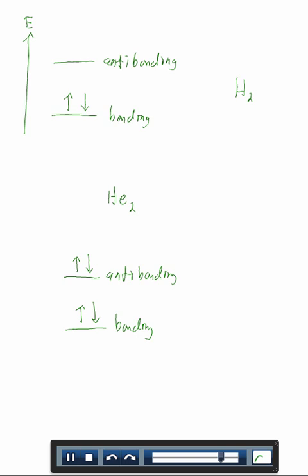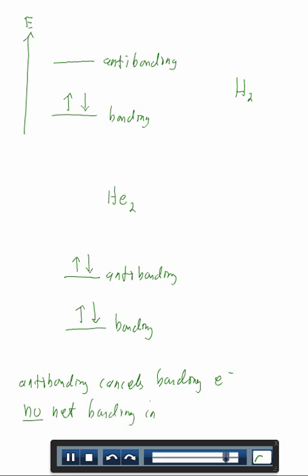Now we have 2 in the bonding, 2 in the antibonding, and they cancel each other, meaning the antibonding electrons cancel the bonding electrons, and so there is no net bonding in helium-2. So this molecule does not exist.